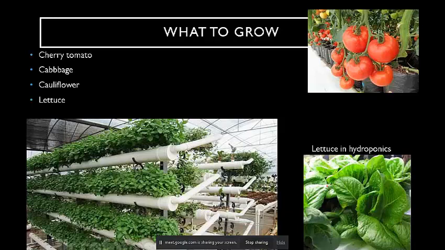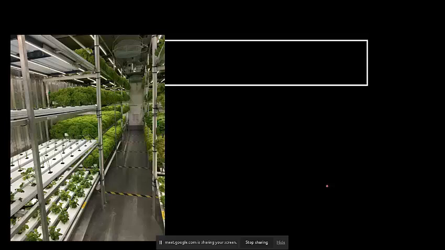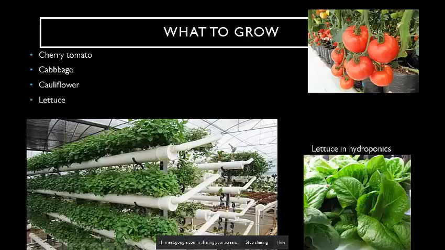You can paint it to avoid the heat. Mostly pipes are white, but not so much white. You can use the flat channel. Flat channel is mostly used for the NFT system, but we are not recommending the flat channels. We are using the circular pipe, and I have it in the camera.